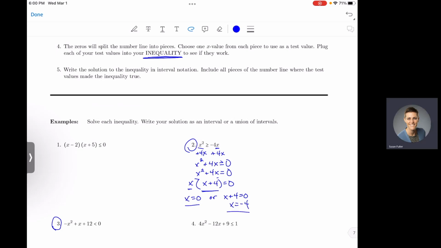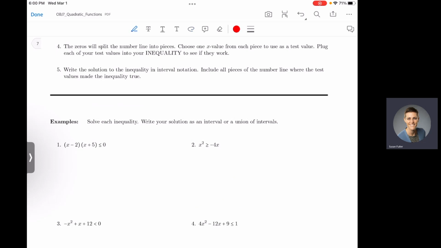Now I've got two x values. I'm going to put those on a number line. Negative 4 is over here somewhere, and 0 is over here somewhere. Now think of having a knife or some scissors, make a cut here, and make a cut here. That would chop this thing up into 3 pieces. One piece is over here, less than negative 4. One piece is in the middle between negative 4 and 0, and one piece is up here greater than 0.